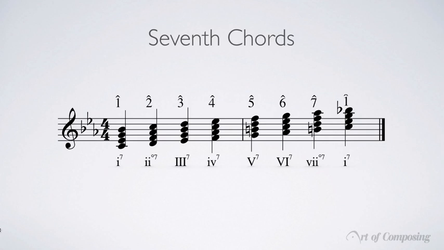7 is that fully diminished seventh chord we talked about. And once again, this is called a fully diminished because the seventh interval is a diminished seventh compared to a minor seventh. And then finally, we end on the minor seventh tonic chord.